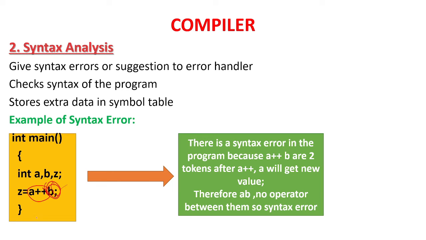So when you do a plus plus, you will get a new value for a. And then b is there. So z equal to, it will be a b. There is no operator in between. So this is called a syntax error.